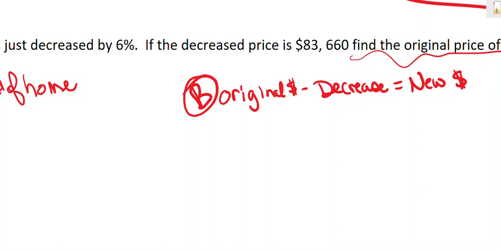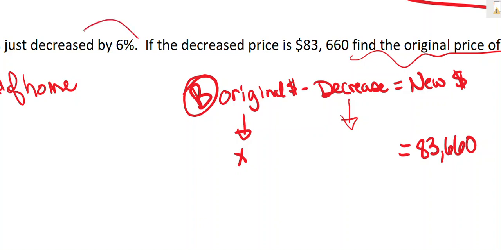what that equation looks like is that, in order to get the new price, you have to take the original and subtract the discount or the decrease. Well, we don't know the original, that's what we're trying to find, so that's X. The new price is $83,660. And the question comes in, what's the decrease? Well, it was decreased by 6%, but it was 6% of the original. So we're going to say it's 0.06 times X, 6% of whatever that original is, and we take that away from the original.